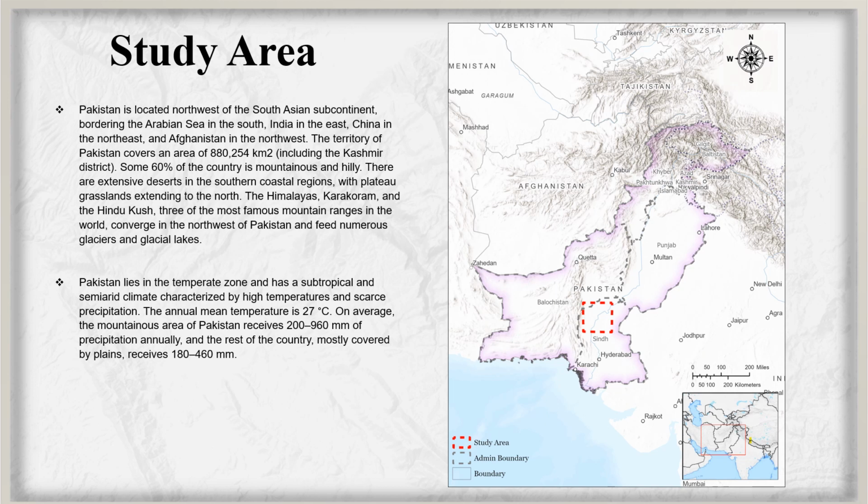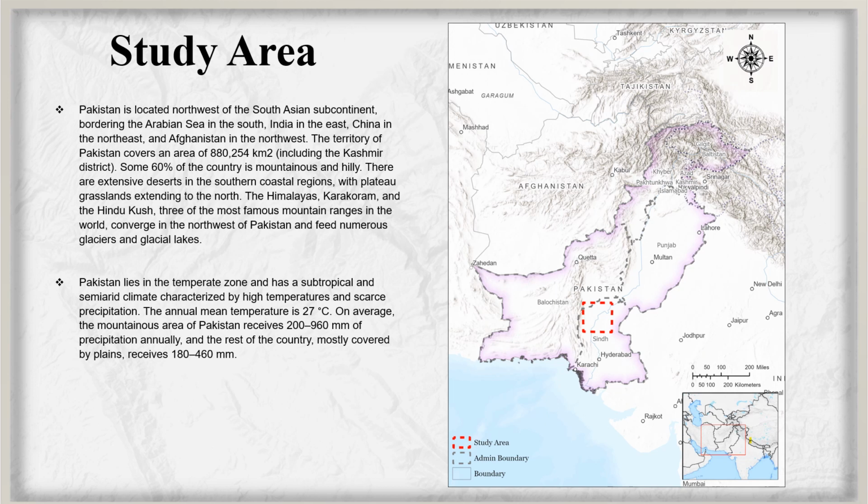There are extensive deserts in the south, coastal regions, with plateau grasslands extending to the north. The Himalayas and the Hindu Kush, three of the most famous mountain ranges in the world, cover the northwest of Pakistan and feed numerous glaciers and glacier lakes.